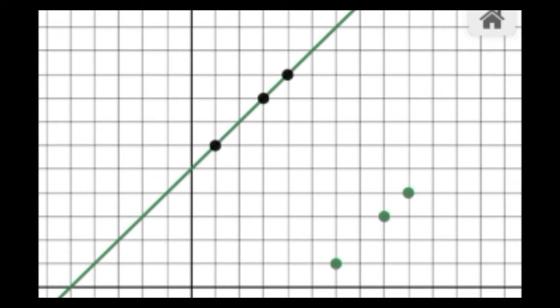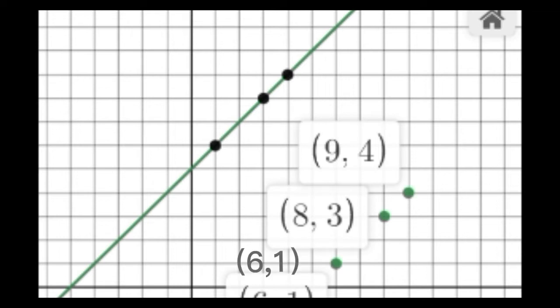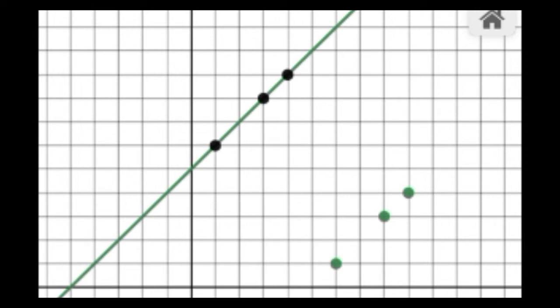For the inverse, we have the points (6, 1), (8, 3) and (9, 4). Connecting the points, we have the graph of the inverse function equals x minus 5. This is an example of a graph of inverse function of a linear function. Some inverse are not considered a function.